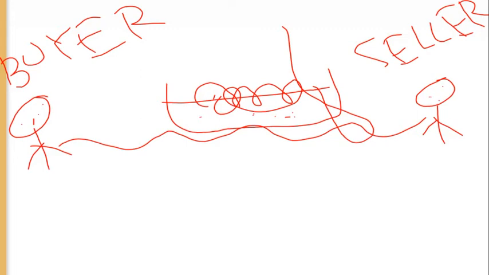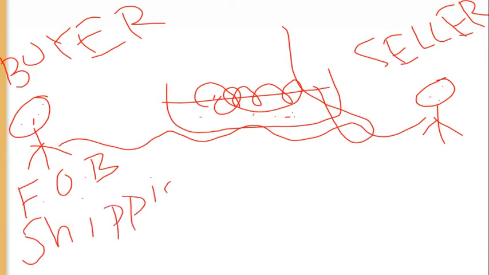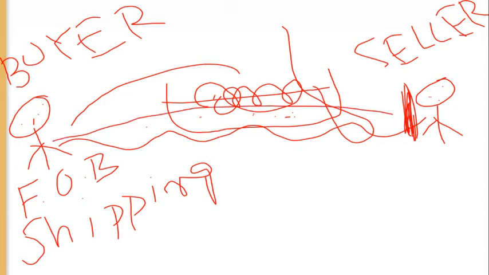I'm writing the first one is free on board shipping point. So in case of shipping point, the ownership of the goods in transit goes to the buyer. Why? Because the condition is, say here, this is the dock of the seller. As soon as the ship leaves the seller's dock, the ownership goes to the buyer. So the ownership of the goods in transit goes to the buyer in case of free on board shipping point. And the buyer also is responsible to pay the freight cost.